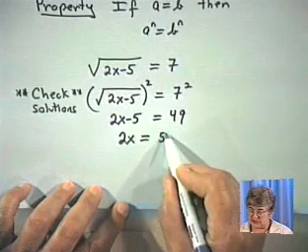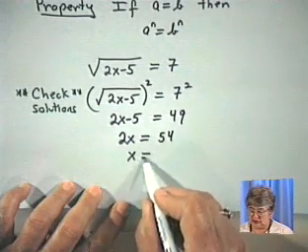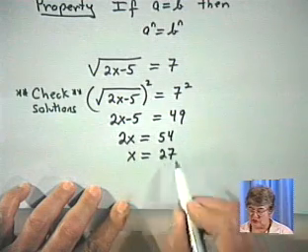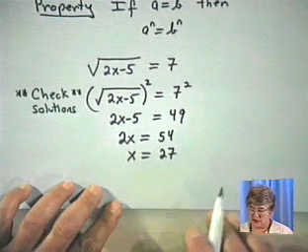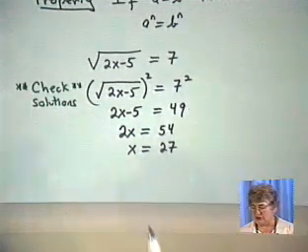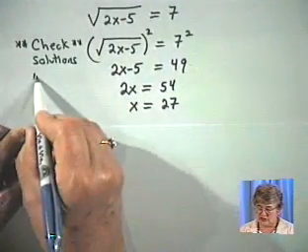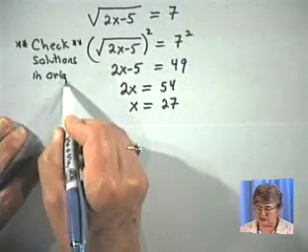9 plus 5, that's going to be a 54. We'll divide both sides by 2, and so we have x equals 27. So now we need to check in the original. You have to go back and check in the original. Check solutions in original equation.